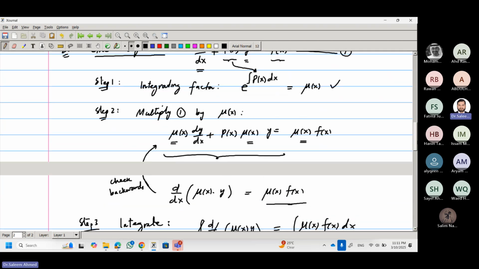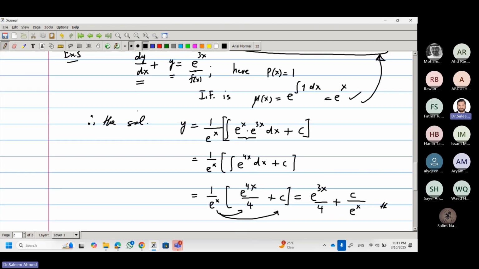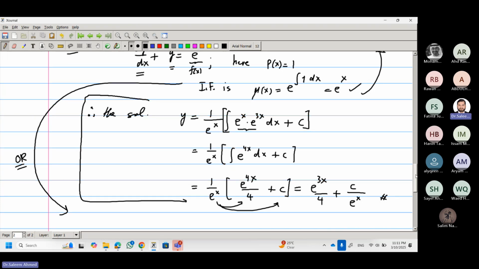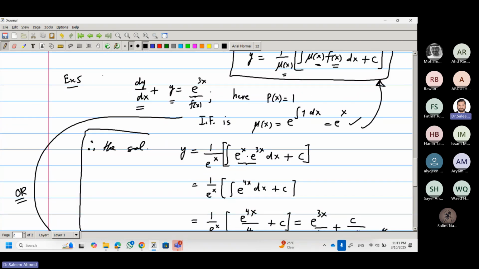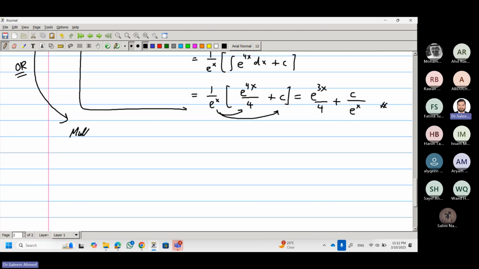Otherwise, you can remember these 3 steps one by one. You will get the same answer at the end. Okay, for example, if I don't want to do this one, this is the second method. After getting the integrating factor, what do we do? We multiply equation 1, the given equation, by the integrating factor. This was my step 2, that multiply equation 1 by the integrating factor.